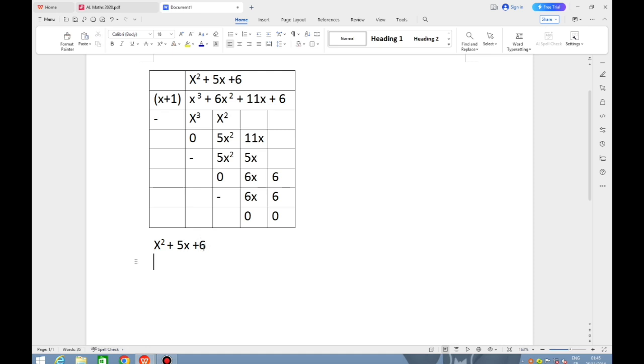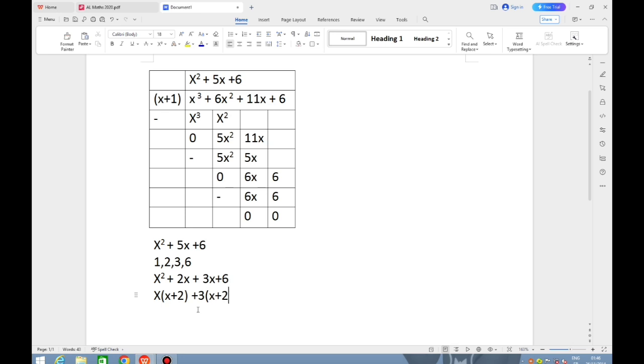Factors of 6 include 1, 2, 3, and 6. And among these factors, you see that if you multiply 2 and 3, they give us 6, and if you add 2 and 3, they give us 5. So this quadratic turns to x squared plus 2x plus 3x plus 6. Now if you take this first pair of values, that's x squared and 2x, you factor out x, and it gives x into x plus 2. And for the second pair, you can factor out 3 to get 3 into x plus 2.